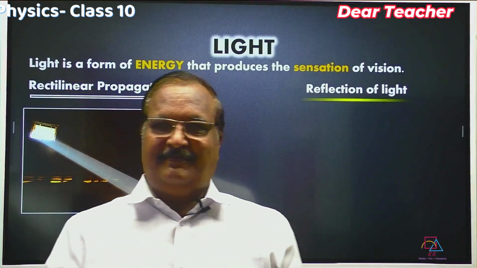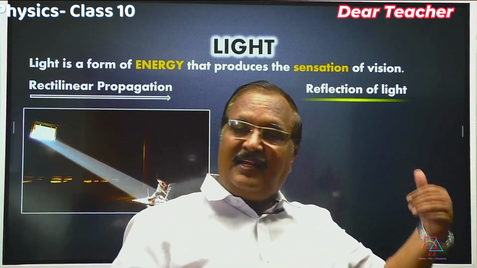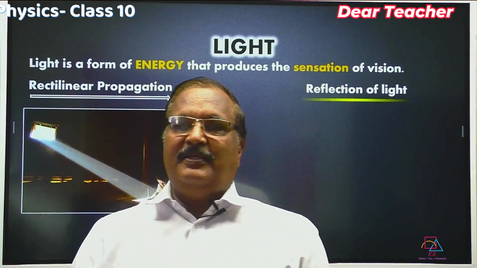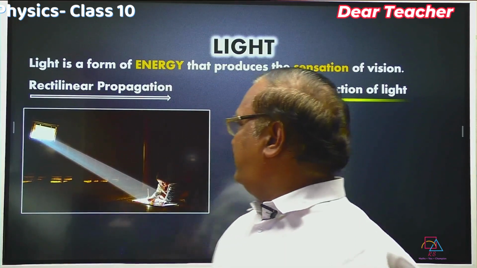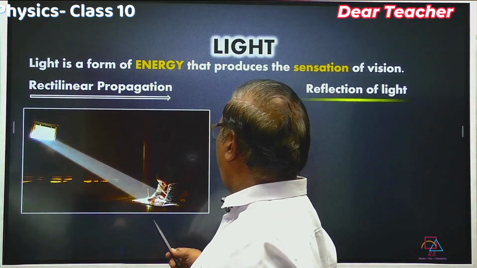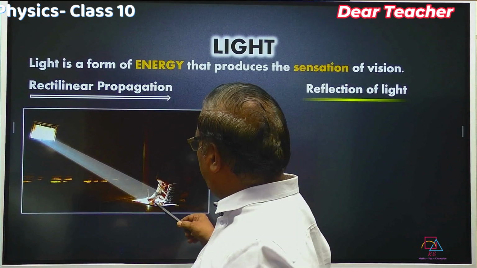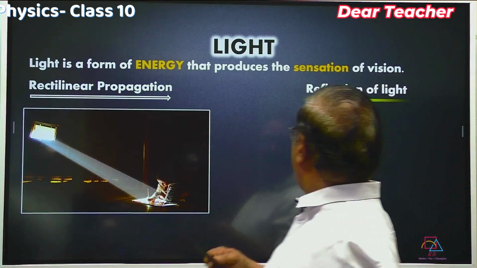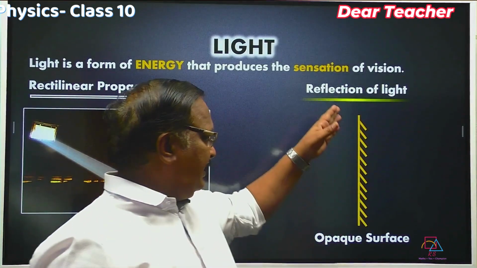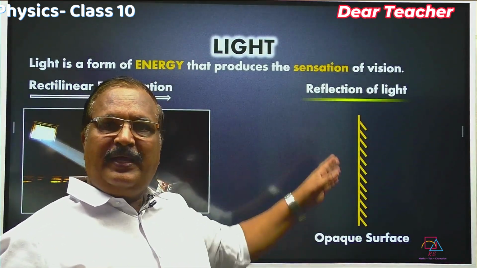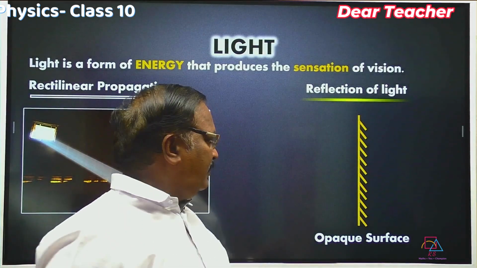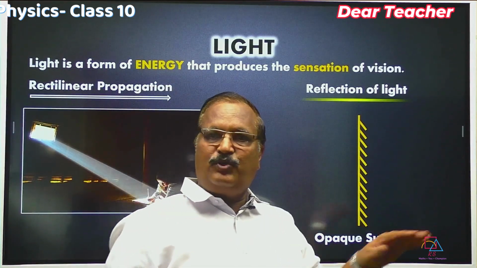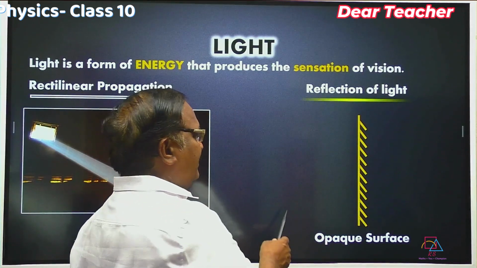Reflection of light. So this is another property of light. This is the first property and this is another property. So what is reflection of light? Say light is coming and he is able to see the book and everything. Let us understand with an opaque surface. There is an opaque surface, right? That means light cannot pass through that. Opaque means light cannot travel through it. So this is an opaque surface.